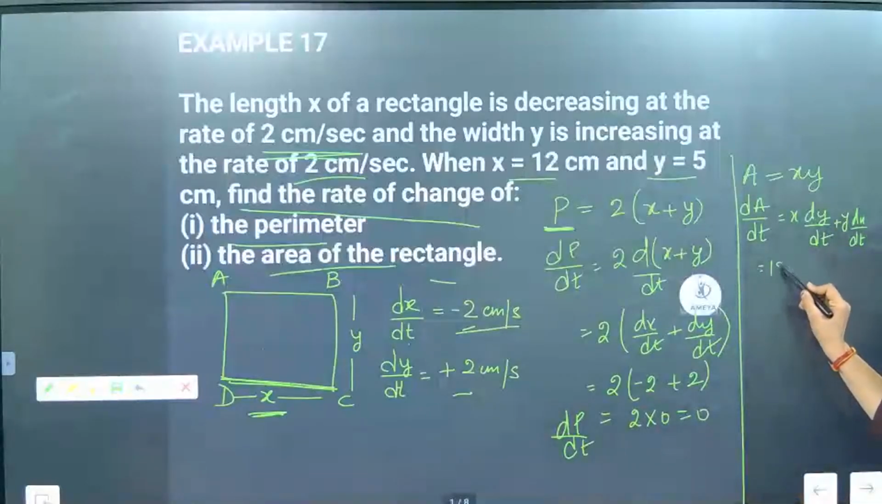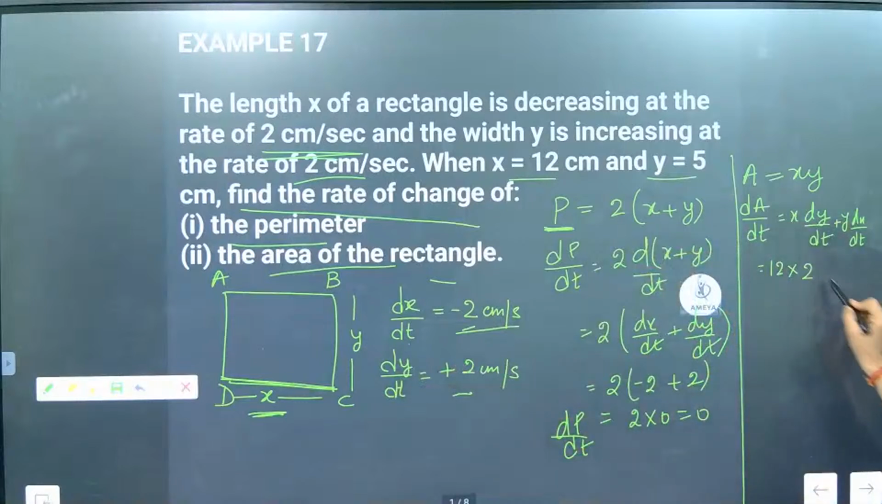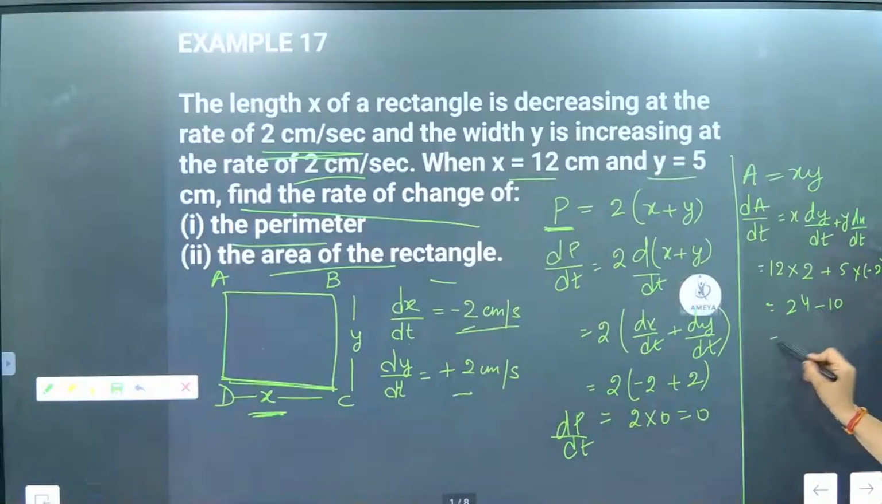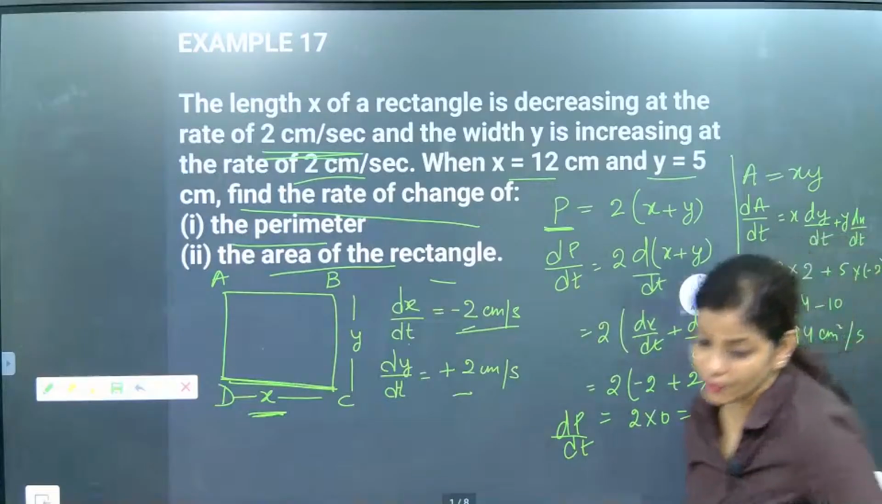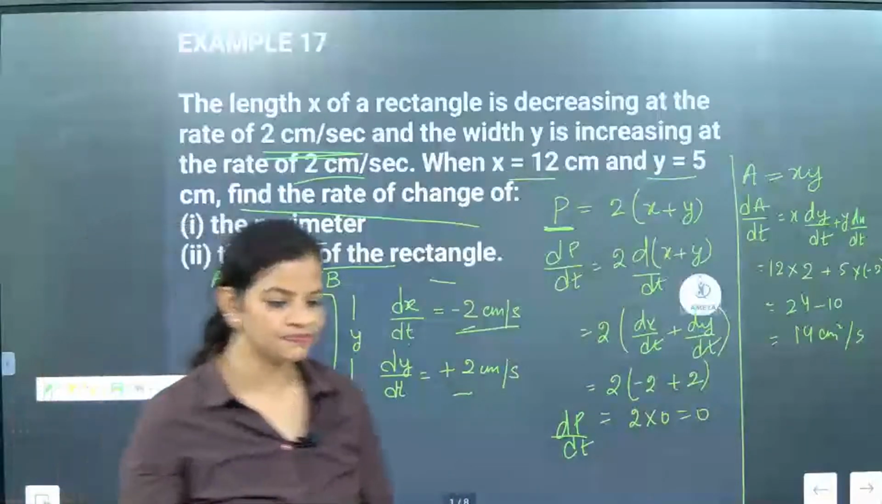So x will become 12, but beta, y is what? The rate of change of y is 2. So 12 into 2 plus y, which is 5, and it will be exactly coming as minus 2. So how much is it coming? 24 minus 10. What is the final answer coming, beta? 14. And beta, the area unit is square centimeter, so the unit is square centimeter per second. So the answer will be 14 square centimeter per second. Did you get it beta?